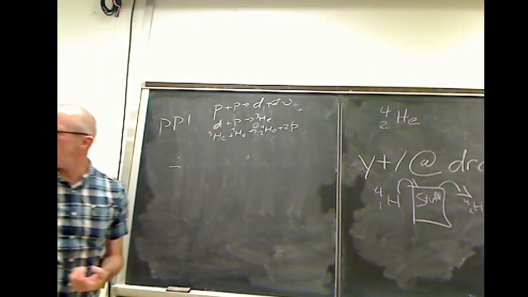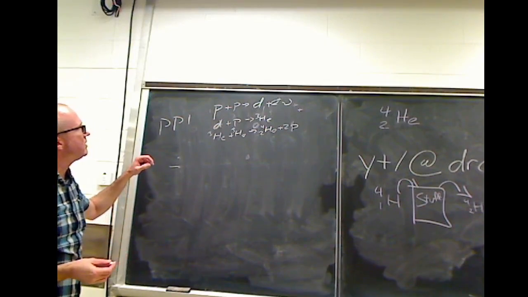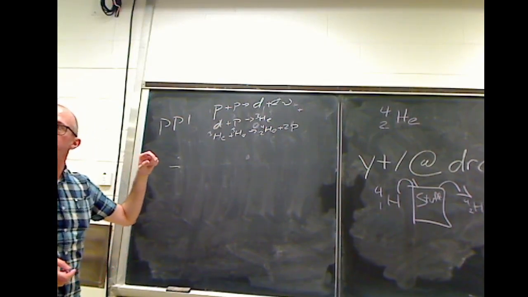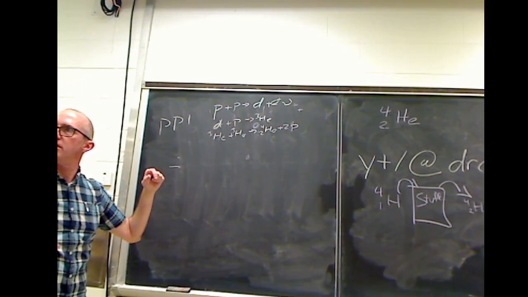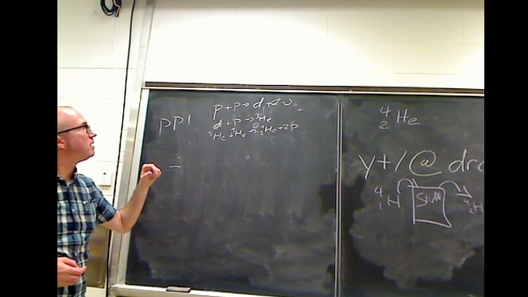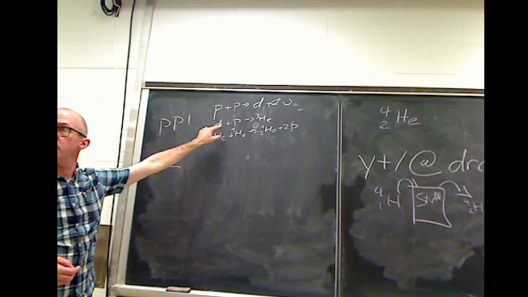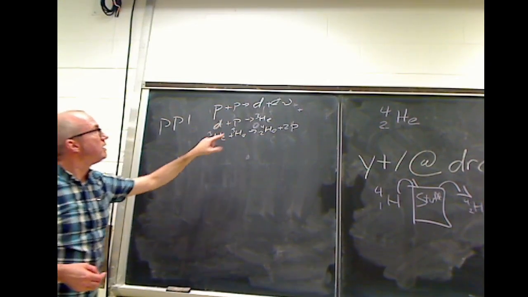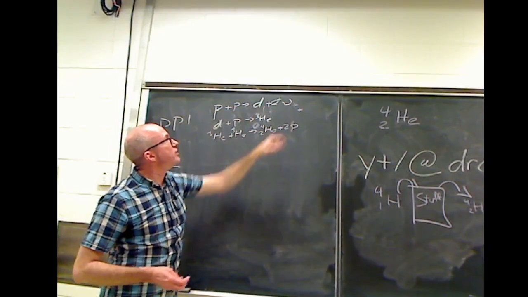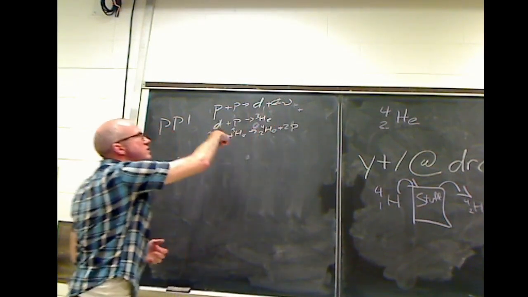Are there other things that come out of that? No. Is that P plus P, and what is the D? D is a deuteron. It's a neutron and a proton. And that's a positron and a neutrino. So this is what I just wrote down.